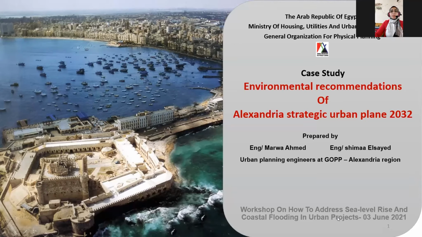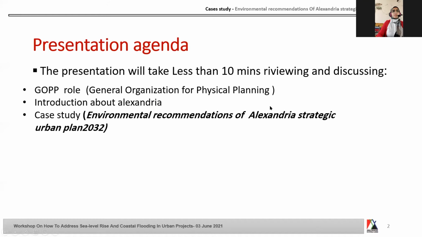Today, me and my colleague Marwa Ahmed are presenting an example of how to address environmental hazards in an urban planning project. Our case study is the Alexandria Strategic Urban Plan 2032. The presentation will take less than 10 minutes, reviewing and discussing GOPP's role, an intro about Alexandria City, the case study, and environmental recommendations of the Alexandria Strategic Urban Plan.